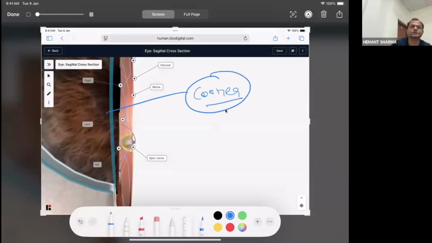चलिए एक क्वेश्चन है मेरा आपसे. आपने आई डोनेशन के बारे में सुना है? आई डोनेशन तो क्या होता है? पूरा आई ऑर्बिट निकाल के डाल देते हैं क्या? क्या डालते हैं? ओनली कॉर्निया, राइट? Only the cornea is transplanted, they're putting it from one person to another person. Okay.